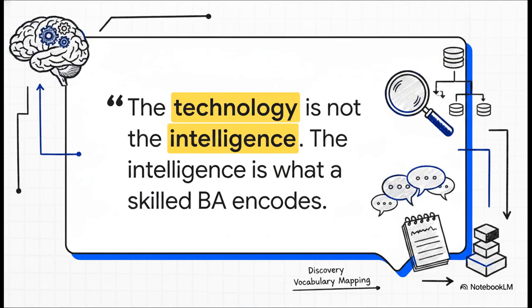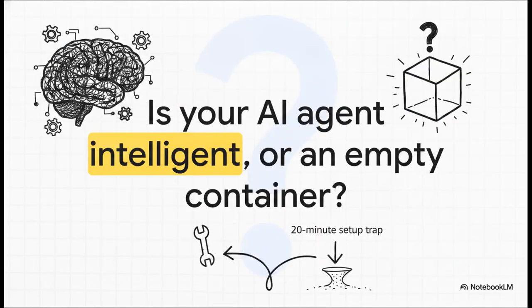Which really brings us back to the core truth of this entire explainer. To quote our source again, the technology is not the intelligence. The intelligence is what a skilled BA encodes. The software is just the engine, folks. You are the one out there building the tracks. So as you spin up your next AI project and sit down with your stakeholders, ask yourself, are you going to fall for that 20-minute setup trap? Or are you going to put in the real, rigorous design work required to make your AI truly transformative? Because at the end of the day, the intelligence relies entirely on you.